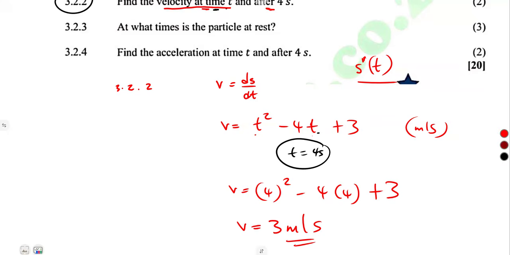So that was 3.22. 3.23. At what times is the particle at rest? So guys, when the particle is at rest, it means our velocity is 0 meters per second. There is no movement. So if you check the question paper, it used displacement, which is something that is wrong. The velocity is the one that we talk about, not the displacement. When we are saying it is at rest, it means there is no movement, but displacement, remember, talks about distance.